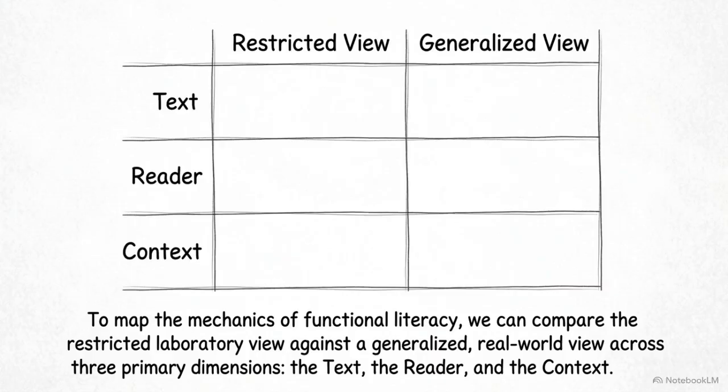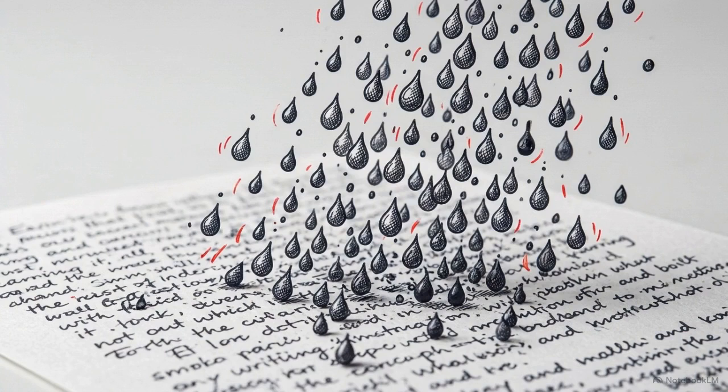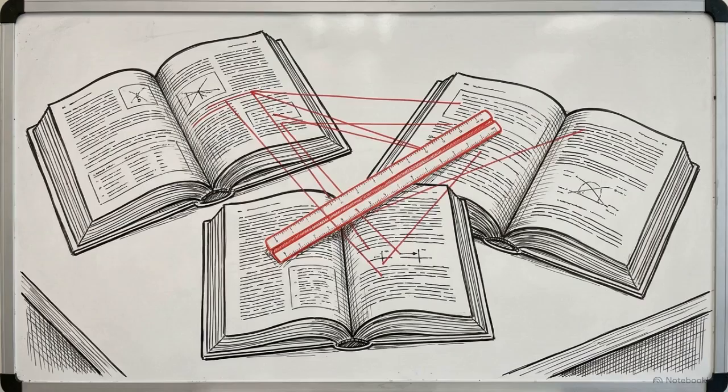To map the mechanics of functional literacy, we can compare the restricted laboratory view against a generalized real-world view across three primary dimensions: the text, the reader, and the context. Shifting from basic reading to functional literacy requires discarding the assumption that reading is simply a process of absorbing words on a page. The mental architecture involved operates under entirely different rules.